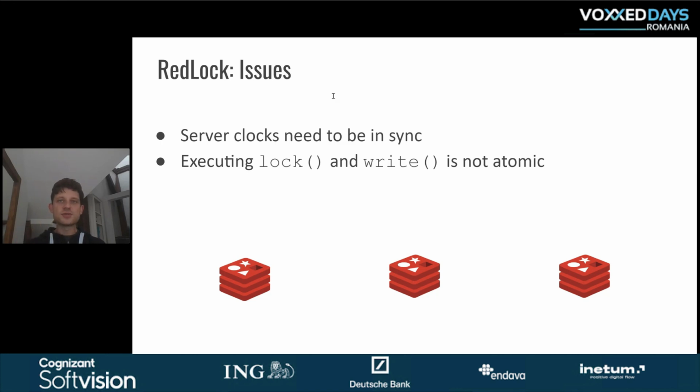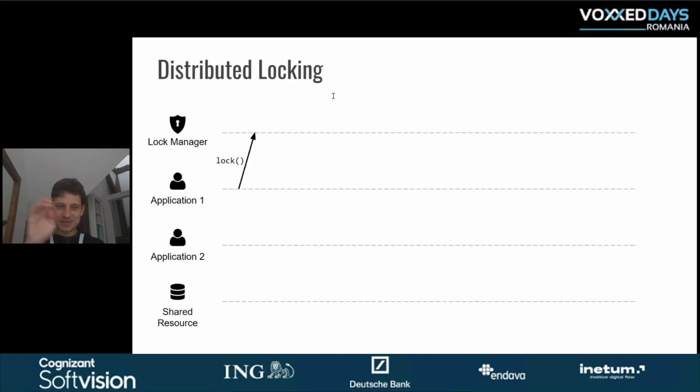The second issue is even worse, and let me explain what it is. The second issue is that lock and write are not atomic. They are not transaction based. So let's see what can happen. Application 1 acquires the lock. So far so good. The lock is held by application 1. There is some lease time.